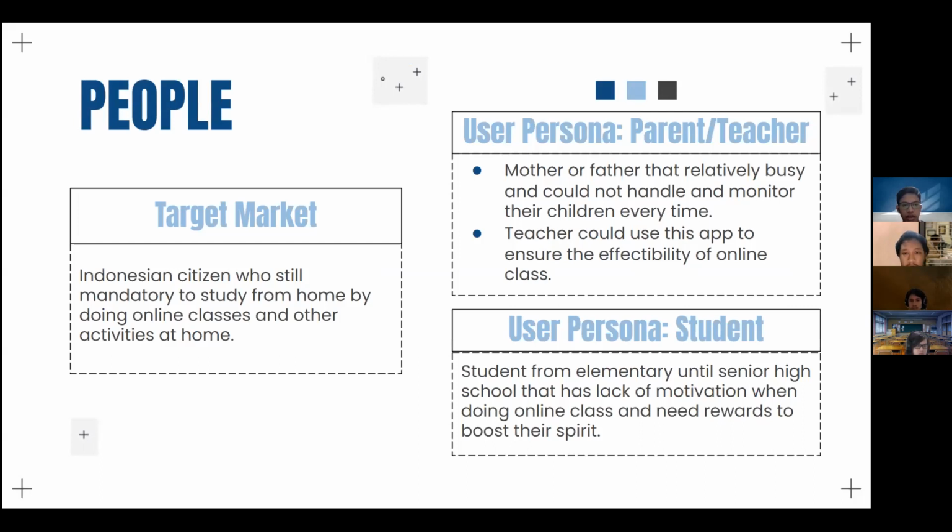And we have two user personas. The first one is parent or teacher: mothers and fathers who are relatively busy and cannot monitor the children all the time, and also teachers who could use this application to ensure the effectiveness of online class. The second user persona is student, from elementary until senior high school, who has low motivation when doing online class and needs rewards to boost their spirit.